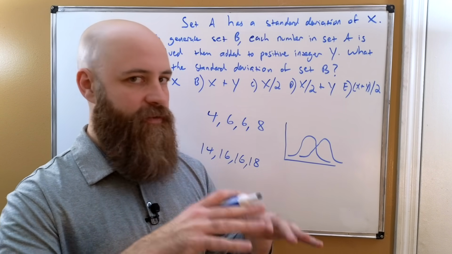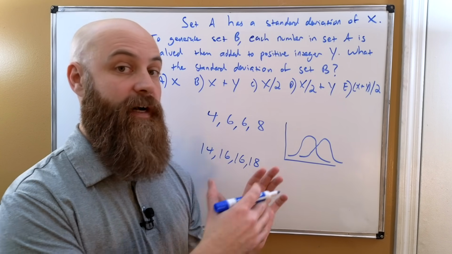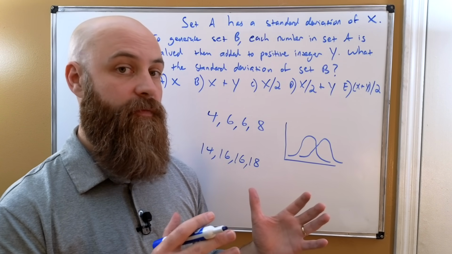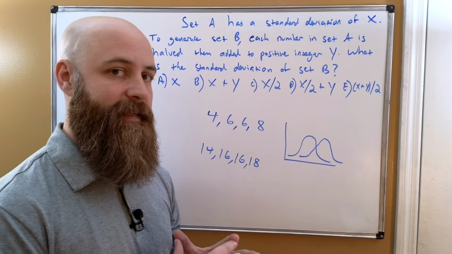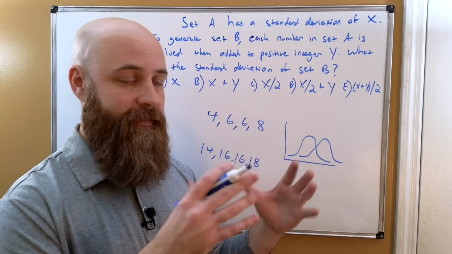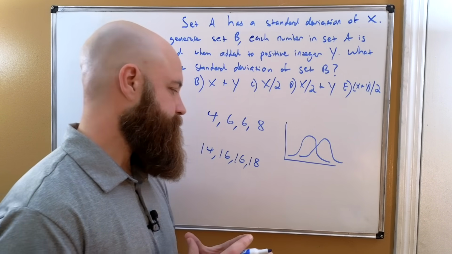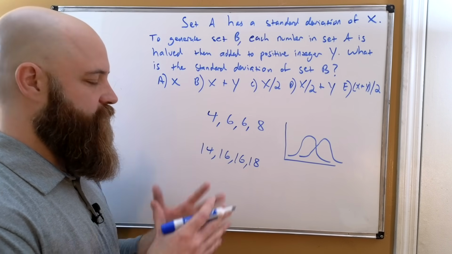And notice the shape of the curve doesn't change at all. Sure, it got shifted up. Everybody has higher scores, but they're not more spread out than they were before. So that just confirms the idea: when I add or subtract, I don't change the standard deviation. It stays exactly the same.